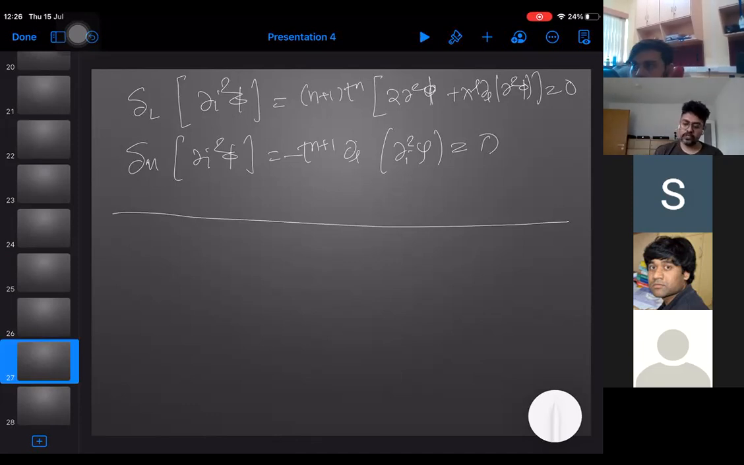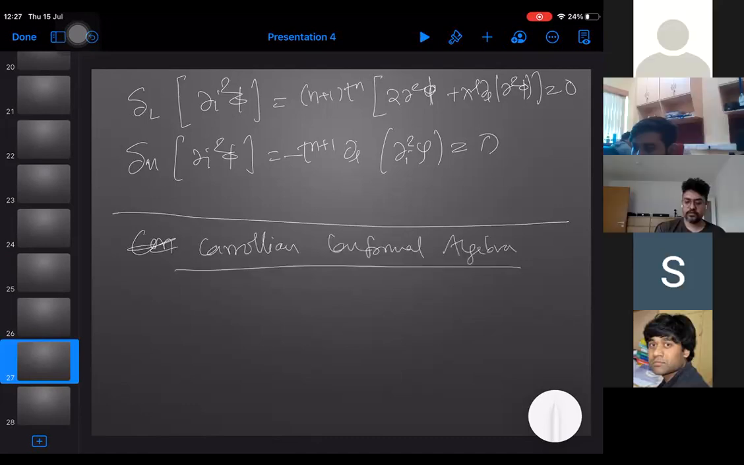Tomorrow, we will look at another algebra, which is the Carrollian conformal algebra. So here, what we will do, yes, sorry. Yeah, so you're saying that this GCA will be the symmetry on the boundary side. Yes, yes. At least for the D equal to 2 case. At least for the D equal to 2 case.